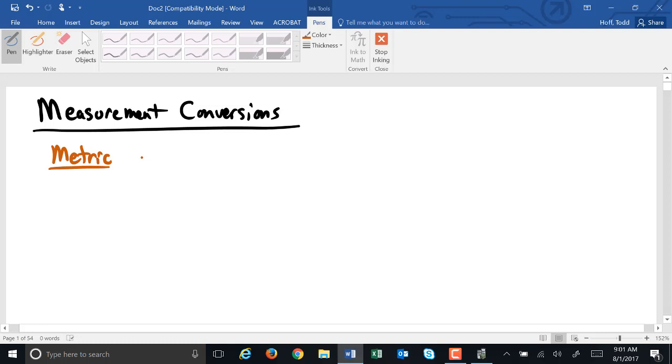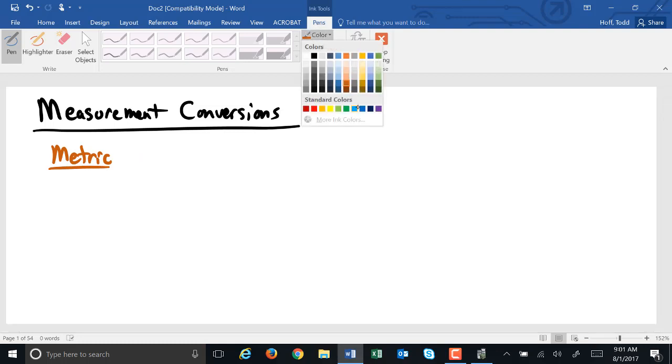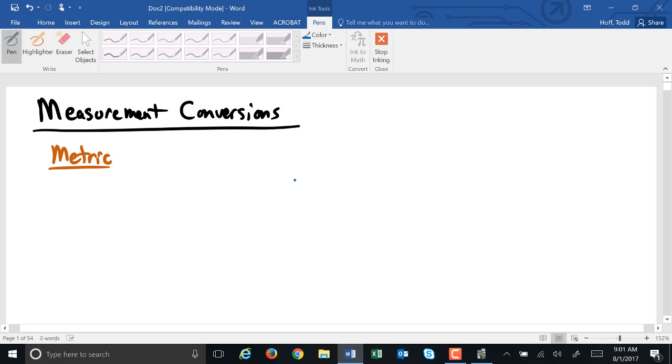Remember, in the metric system, we have our three main units. We have the unit of length, which is the meter, the unit of capacity, which is the liter, and the unit of mass, which is the gram. In the metric system, we tend not to use the unit of force outside of engineering and scientific applications.